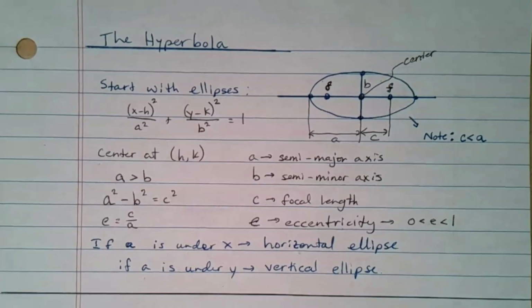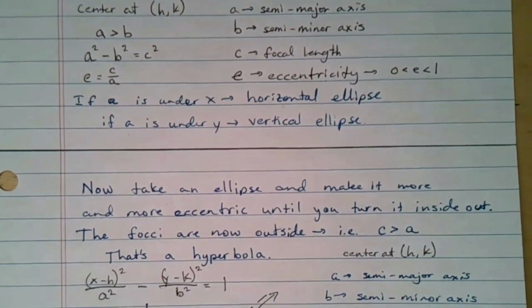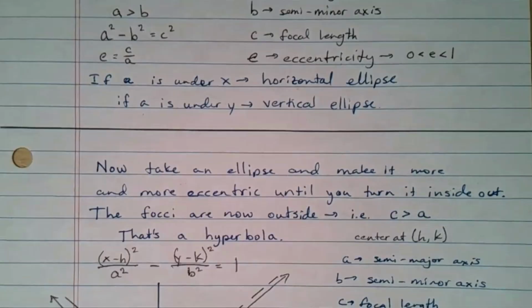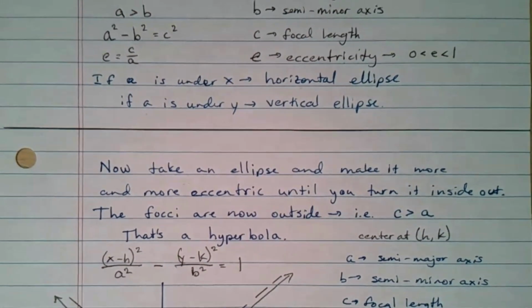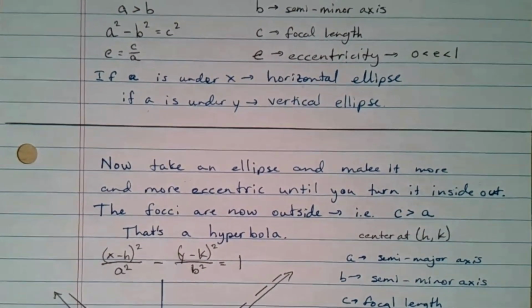Now from there, we're going to take the ellipse and make it more and more eccentric. This is not really what happens, but it's kind of how my brain processes it. I'm going to make it more eccentric, and move those focus points further and further from the center until they're almost as far away as I can get. And I'm literally going to turn this ellipse inside out so that now the foci have gone outside of the shape. And that is when you get a hyperbola.